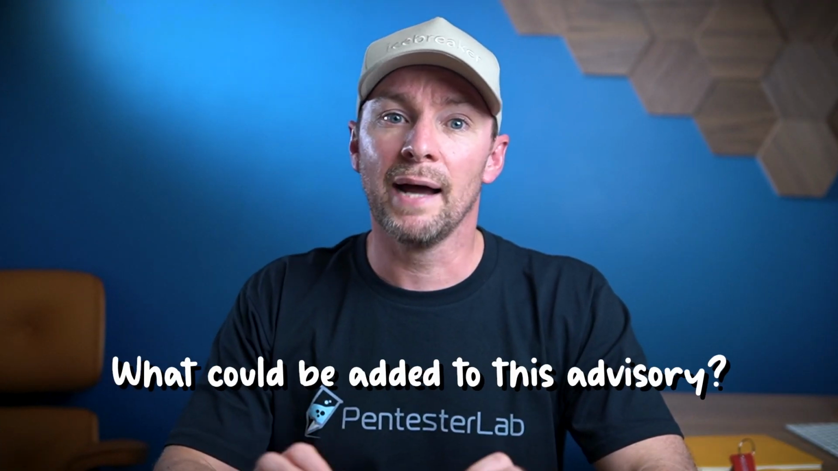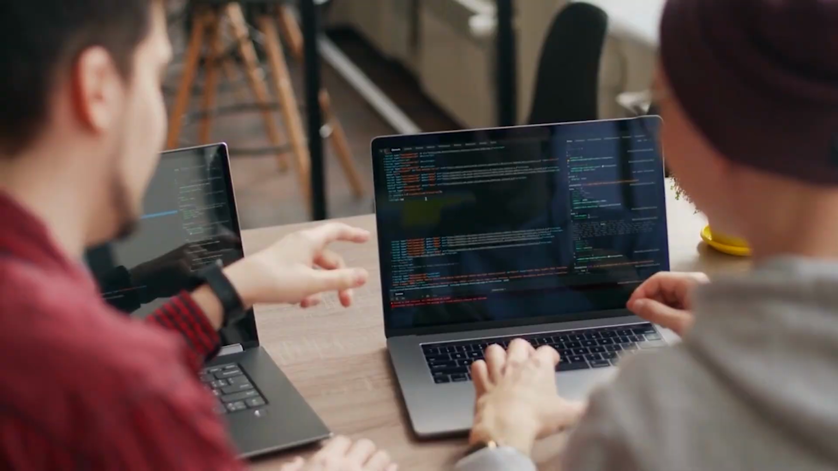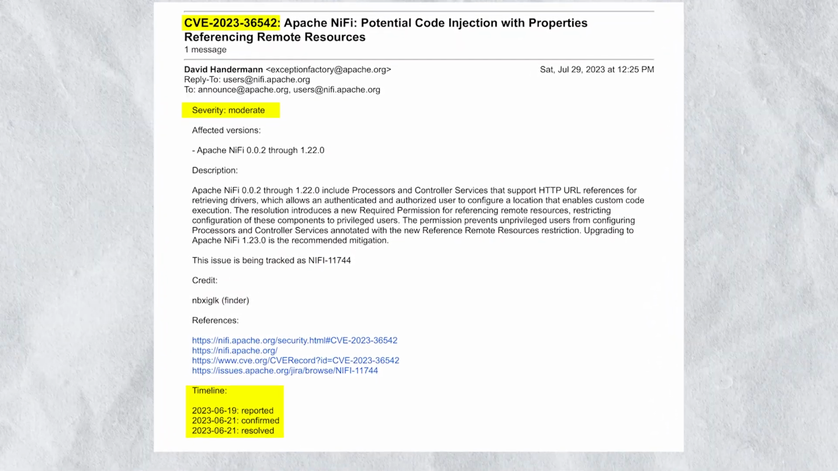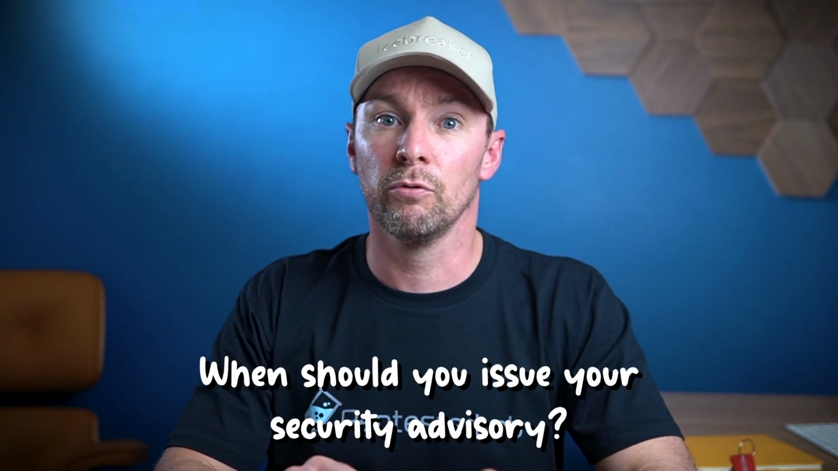Now, what could be added to this advisory? In other advisories, you can find two things that I think could be worth adding here: a timeline, when was the bug reported, confirmed, and resolved. It gives people an idea of how long this issue has been potentially known. And a severity. Security people can easily work out the business risk based on the description of an issue, but it's not always as simple for developers or for people outside of security. We can see here an example of both in the advisory for CVE-2023-36542, impacting Apache NiFi.